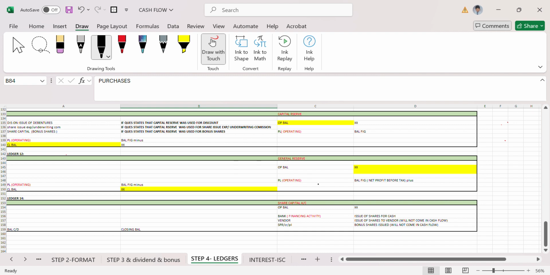General reserve, you need not prepare the ledger account separately, just put the difference of opening and closing in net profit before tax always. Then we come to share capital account. Sometimes in one of the past paper questions set by the board, they asked you to prepare the share capital account. So opening balance you record here, closing you record here. Share capital can increase when you issue the shares for cash, when you issue the shares to the vendor, or when you give bonus shares. Bonus shares don't come in cash flow in the main format at all, because the amount of bonus shares is adjusted from SPR, capital reserve, or P&L. When I issue to the vendor, I'll write the vendor's name. When I issue for cash, I'll write bank.